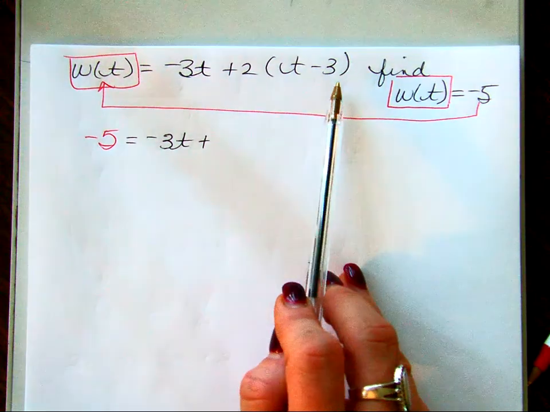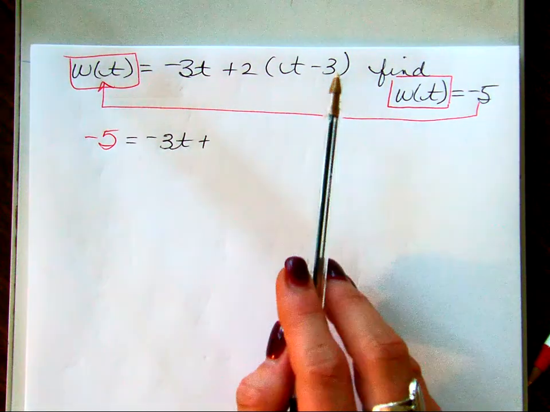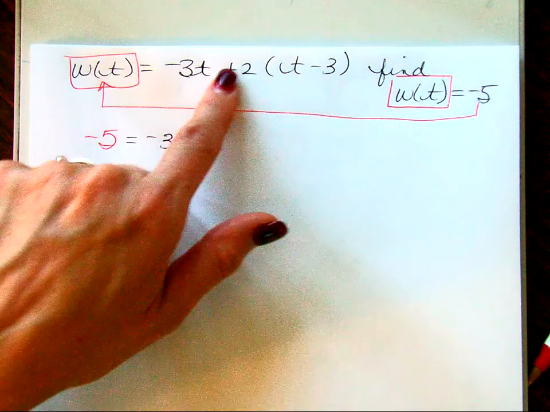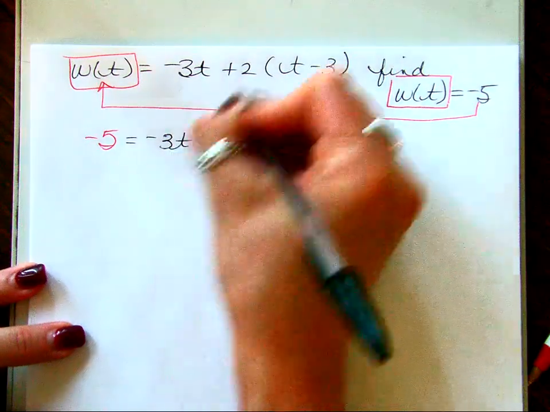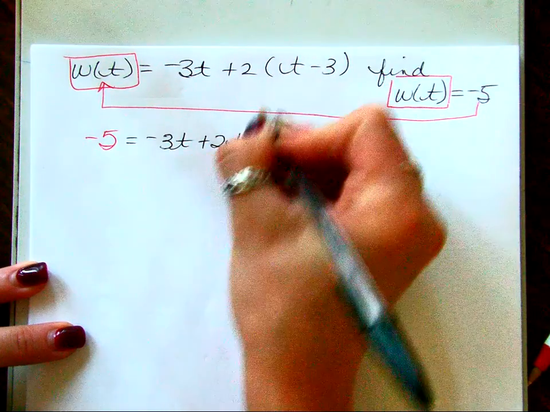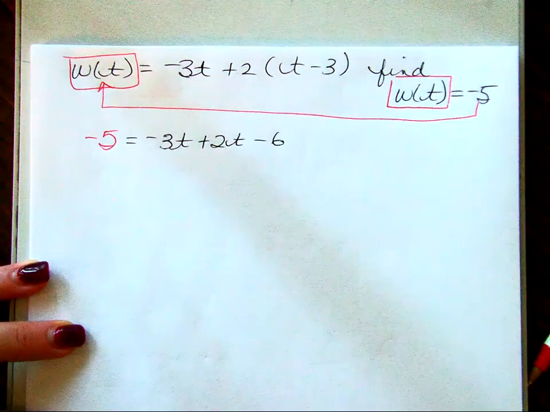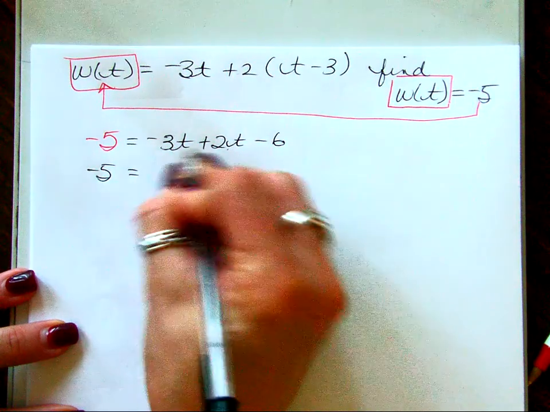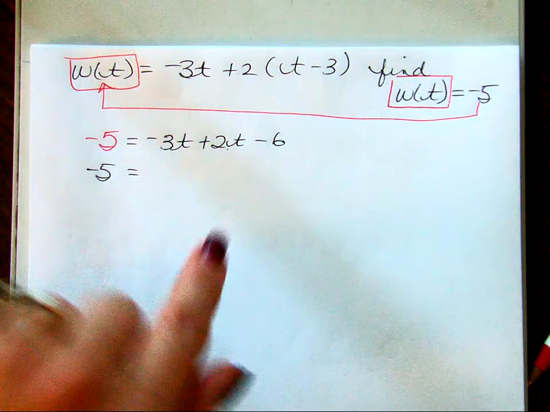So I have no choice. I have to do what? Distribute, right? So this gets brought down. 2 times t is 2t. 2 times -3 is -6. This isn't so bad. -5 is then equal to what's this? -3t plus +2t is -1.